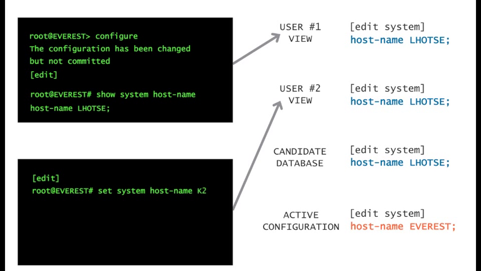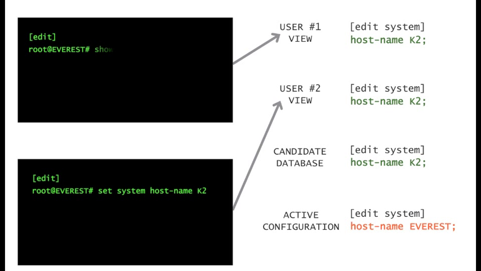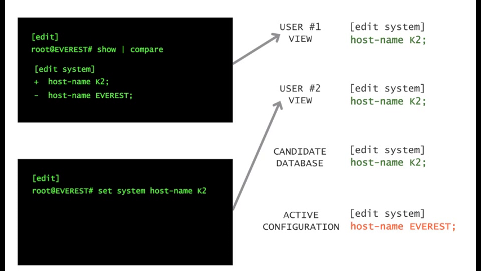At some point, user 2 decides to change the host name again in the candidate database. When user 1 checks the changes pending to be committed, it sees that the host name is set by user 2. So if user 1 decided to run commit at this time, it would be committing someone else's changes.